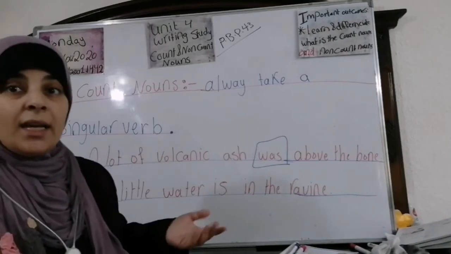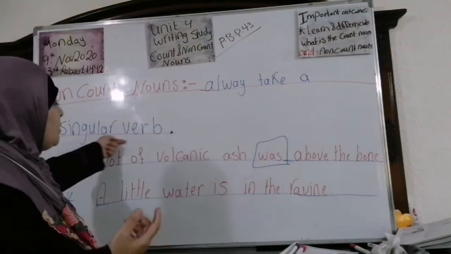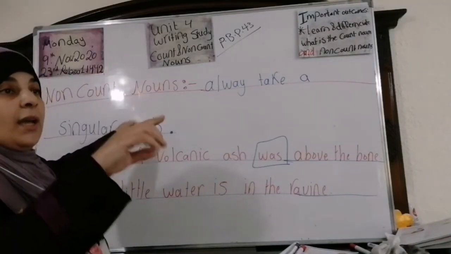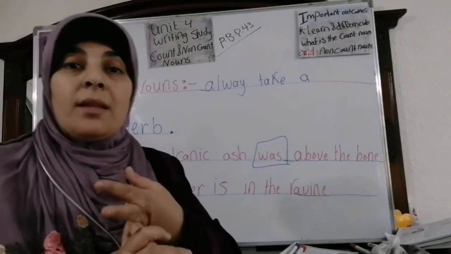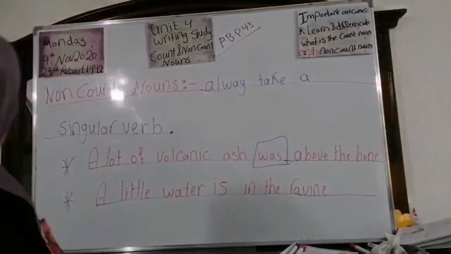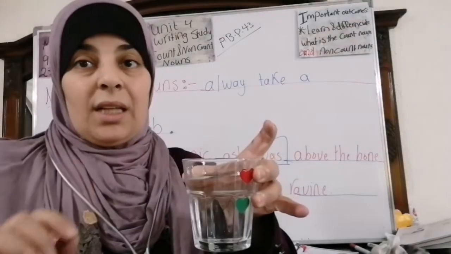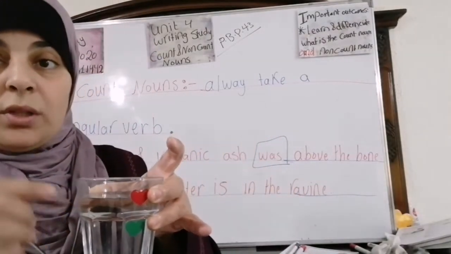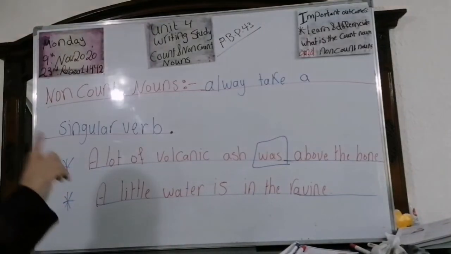So, non-count nouns always take a singular verb. What does it take? A singular verb. فعل مفرد. The non-count nouns like sugar, like rice, like water. Look at this one. Can we count water? No, except if we put it in a glass. But water, as water, we can't count it. So we put for it a singular verb, okay?